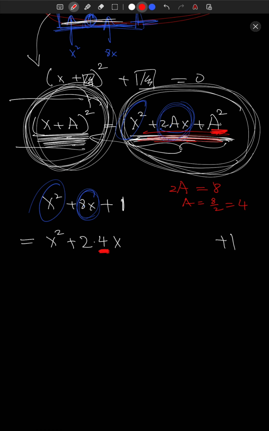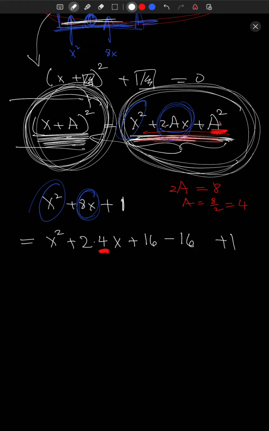A is this guy right there, the thing that's between the 2 and the x. A is the thing that's between the 2 and the x. So I need a 4 squared. I don't see a 4 squared in my expression. So what I'm going to do is I'm just going to make one up. Plus 4 squared, which is 16, minus 4 squared, which is 16.